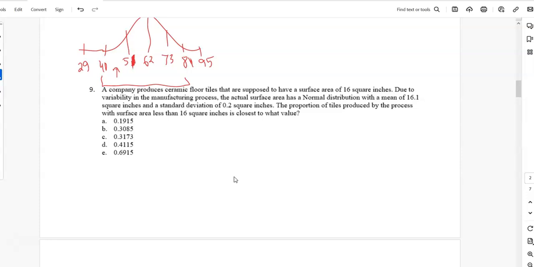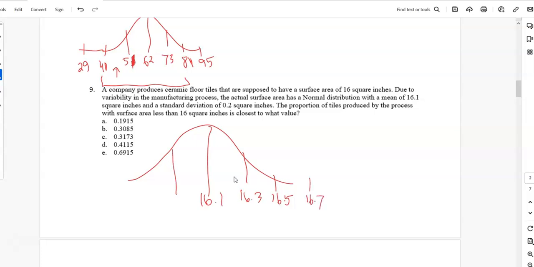A company produces ceramic floor tiles. They're supposed to have a surface area of 16 square inches. Due to variability, the actual area forms a normal distribution. When it says that, you always want to just sketch it out. In the middle is 16.1, standard deviation of 0.2, so this is 16.3, 16.5, and 16.7 going this way. Always just go 3 standard deviations. We do that in both directions, so 15.9, 15.7, and 15.5.